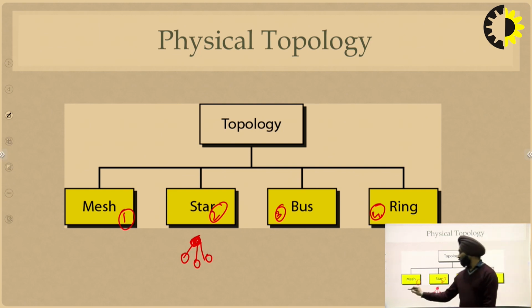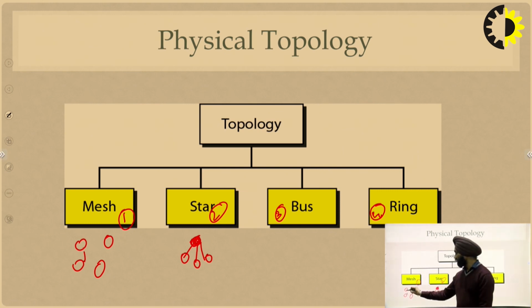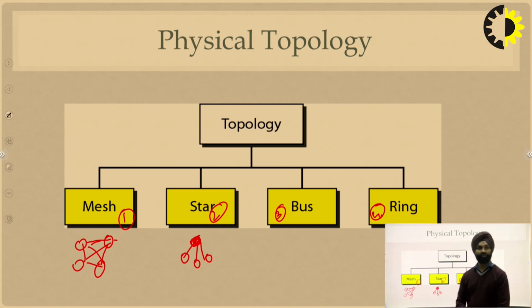In the mesh topology, if we have 4 nodes that are to be connected, each node is connected to the other 3 nodes. So this node will be connected to all 3 nodes, this node will be connected to all 3 nodes, as well as this node, and the last node will also be connected to all 3 nodes. So this kind of network is the mesh network.